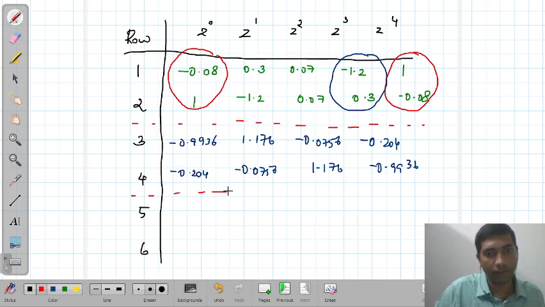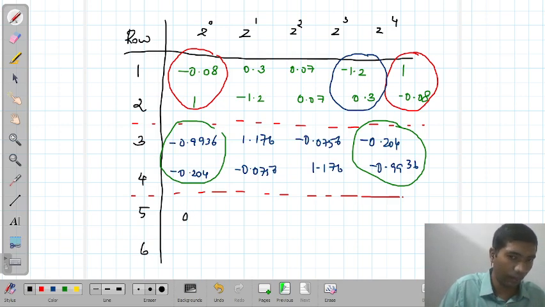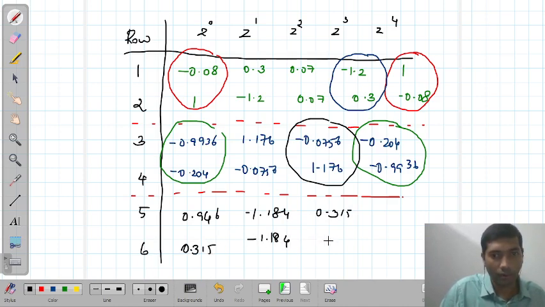So I'll quickly write the fifth and sixth rows as well. The fifth row is obtained by the determinant of the first column along with the last column. Okay, so the fifth row first element will be 0.946. The second element is obtained by these two elements and the second last two elements, so it forms minus 1.184. Third element is 0.315. The sixth row is the reverse, 0.315, minus 1.184, 0.946. And we need to stop once we have three columns, so we don't need to go beyond this.